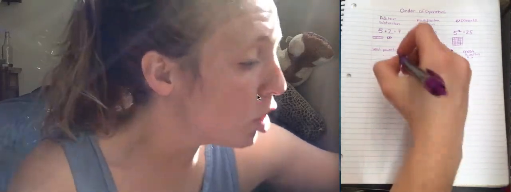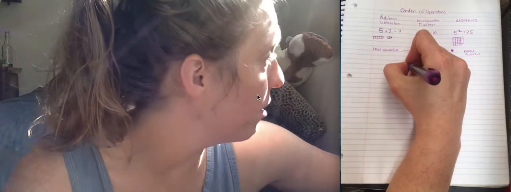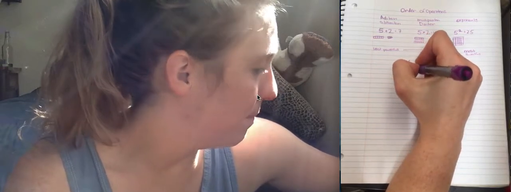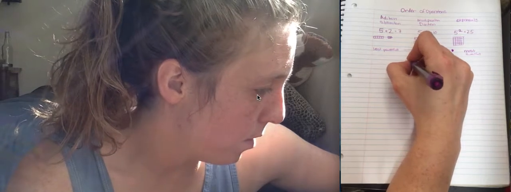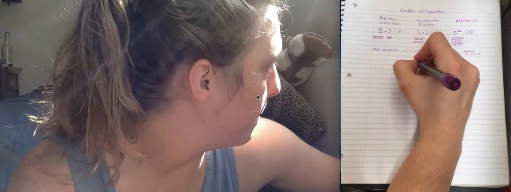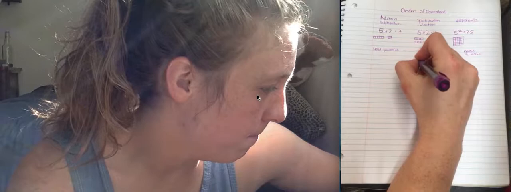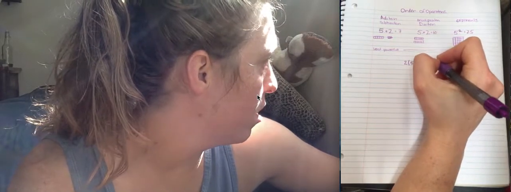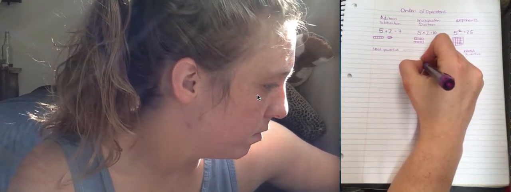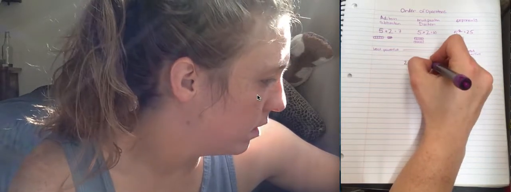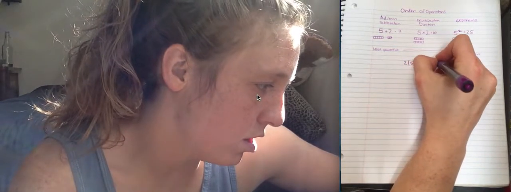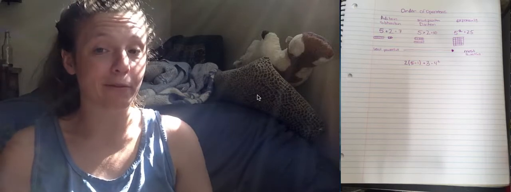Knowing what operations are most powerful and what operations are least powerful is important, because when we do a large math problem that might look something like this, 2(5 - 1) + 3 × 4^2, right? That's a big, long math problem. And if we type this right into our calculator, we'd probably get the wrong answer.